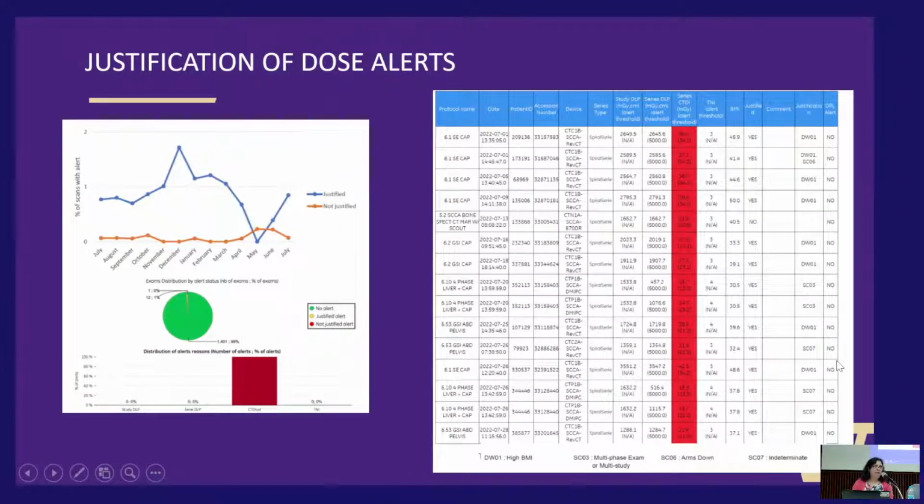The other very important thing that technologists do at our site is keeping track of or justifying dose alerts. So this is from our DoseWatch program, and this is showing you a graph over different months. Justified is the blue line, orange is not justified. So every time we have an alert, like the one I showed you from email, you have to justify why that alert is there, right?